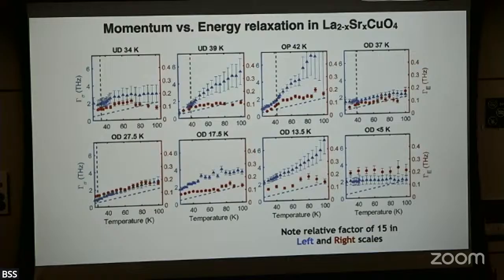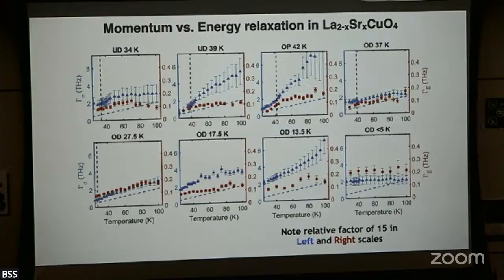Plotted here, again, for that data that I just showed you, are a number of different dopings as we work through the phase diagram, from underdoped all the way up through optimal, through overdoped. Plotted in blue is the momentum relaxation rate. Plotted in red is the energy relaxation rate. And they're plotted on different scales, with a factor of 15 difference on the two sides here.